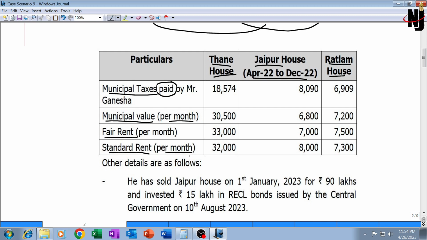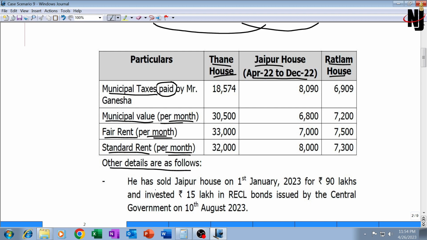Standard rent per month again. So municipal taxes is not per month. Remaining three things are per month, per month, per month. Standard rent is 32,000, 8,000 and 7,300 respectively for three types of houses. Other details are as follows.